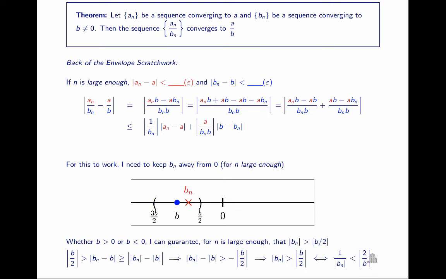So now that I know that this is true, I can continue my work here. So I use the fact that 1 over bn, in absolute value, is less than the absolute value of 2 over b. Similarly, I use that same result here to get 2a over b squared.